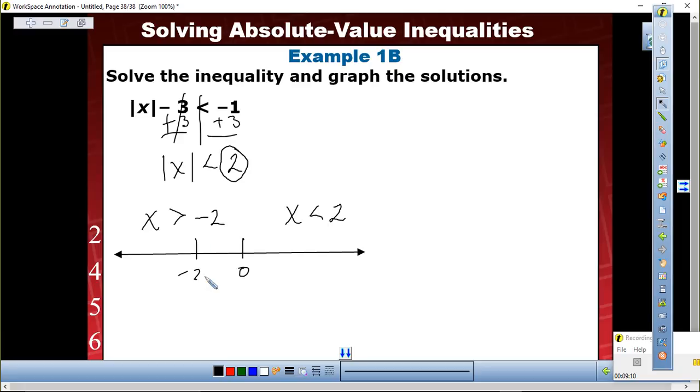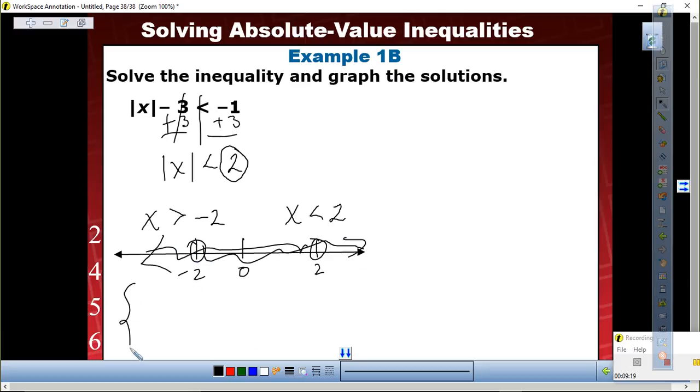0, negative 2, 2, open point, open point. Solution set, Caesar. X such that negative 2 less than x less than 2. Hands, have you got that? That is correct.